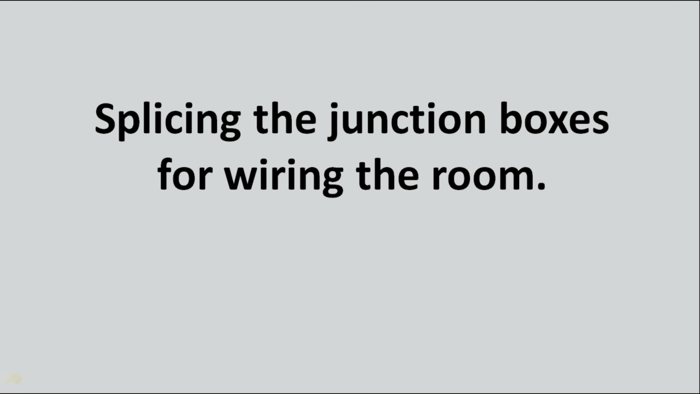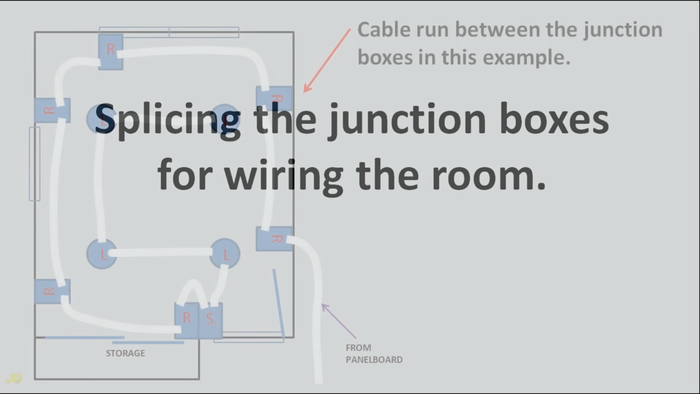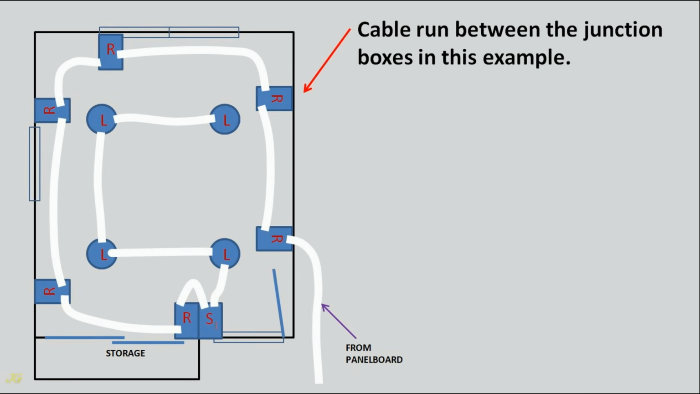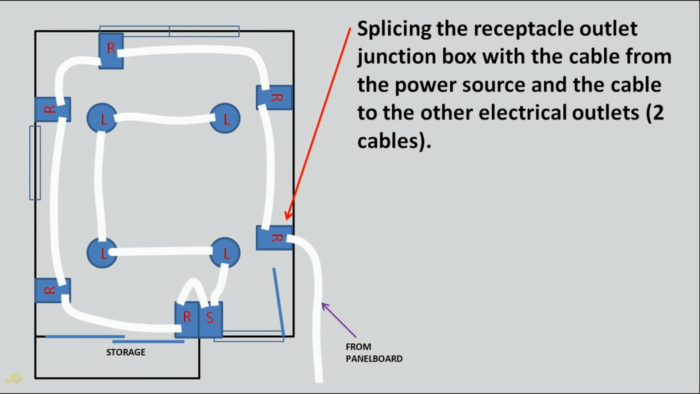Splicing the junction boxes for wiring the room. Cable run between the junction boxes in this example. Splicing the receptacle outlet junction box with the cable from the power source and the cable to the other electrical outlets, 2 cables.